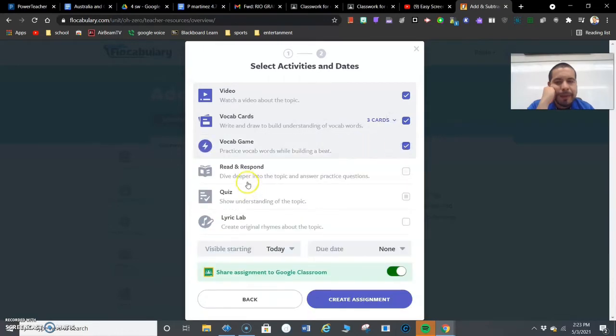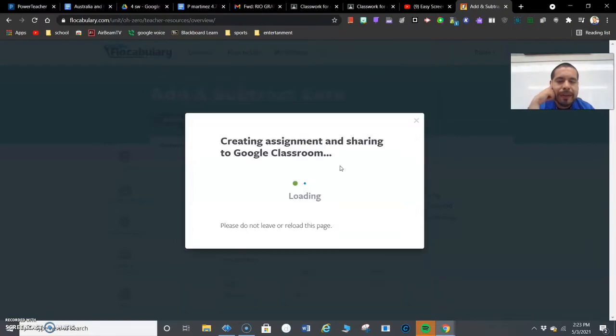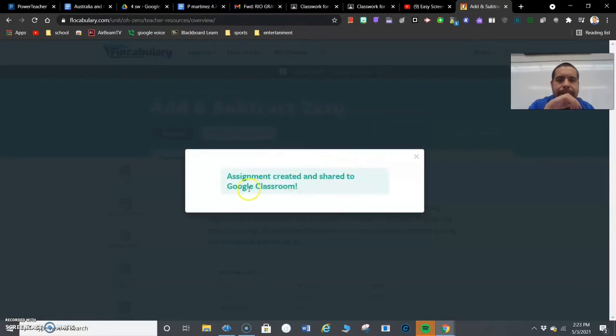Vocabulary game. Reading response, you want to do that. Quiz, you want to give them a quiz. Lyric lab, you can do as well. That's your choice if you want. And then you press assign. Then it's going to ask you to sign into your Google Classroom. It's going to load. Sometimes it might say error, just do it again, and then it will add it to your class. Let's give it a few minutes to load. Okay, assignment created and shared to Google Classroom.